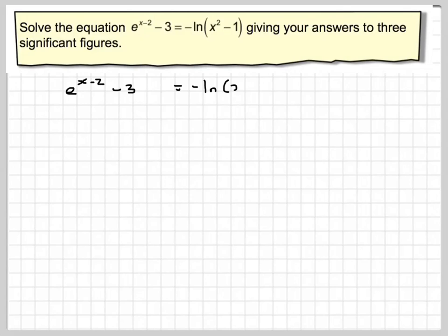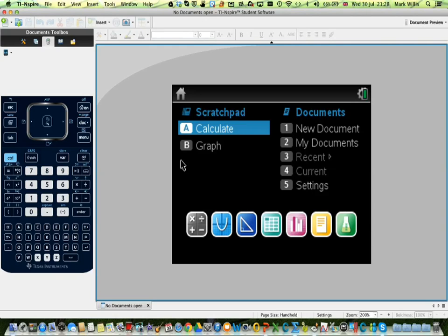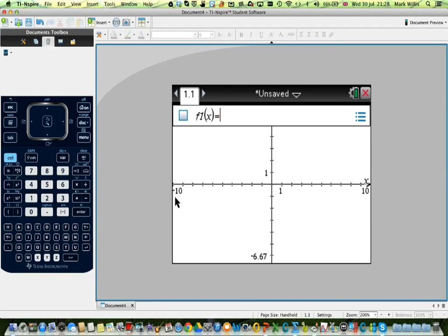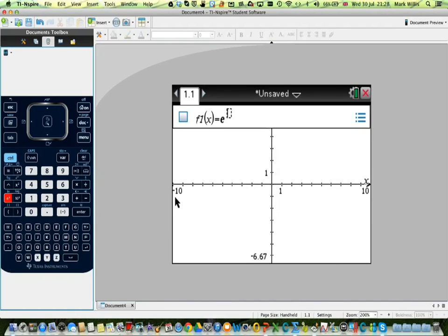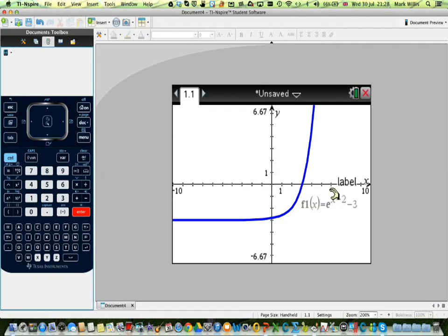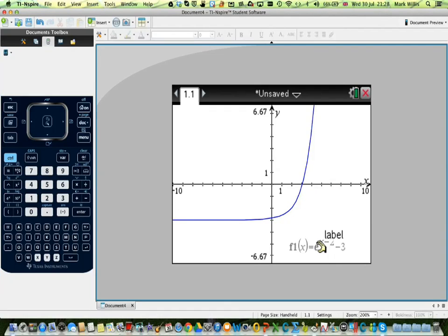Okay, so on your calculator, what you're going to do on the same axis is draw this function f of x equals e to the x minus 2, minus 3, and g of x is equal to minus ln of x squared minus 1, and see where they intersect. So doing that on our calculator, going to graphing mode, which is this one here, and putting in the first function, which is e to the x minus 2, press the arrow, minus 3, press enter.